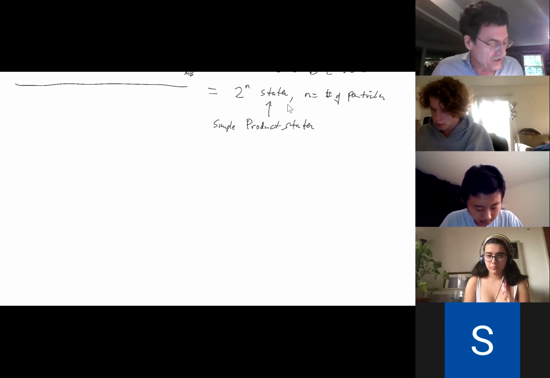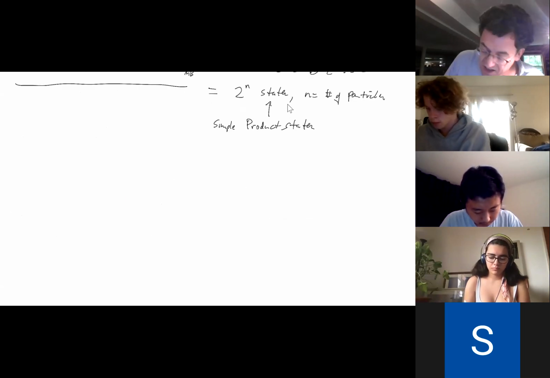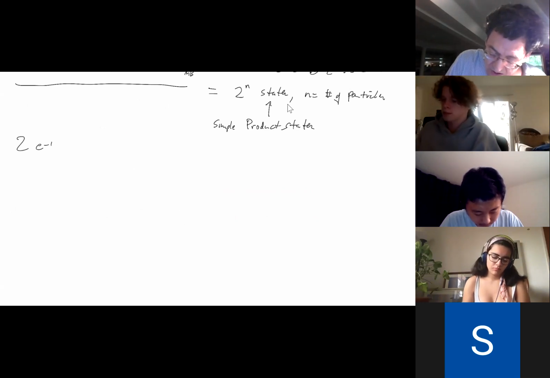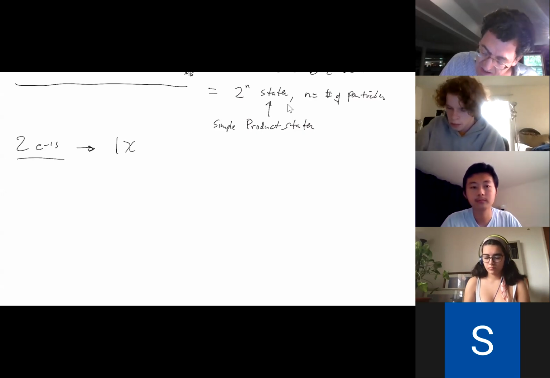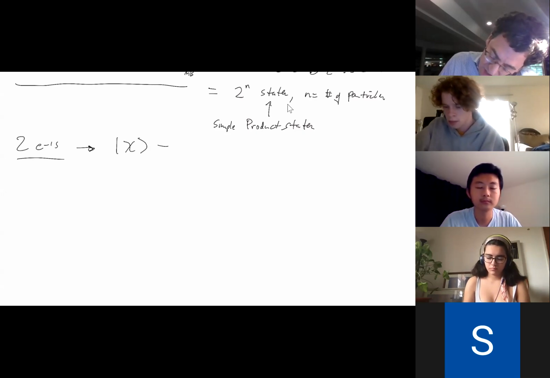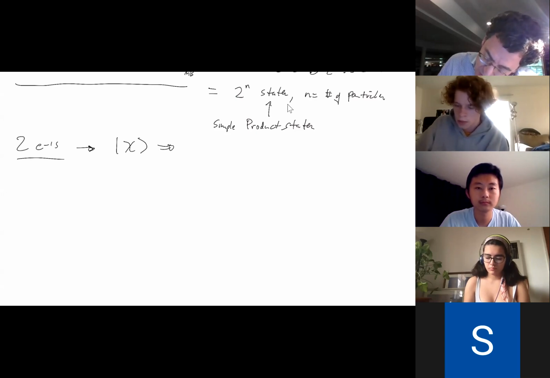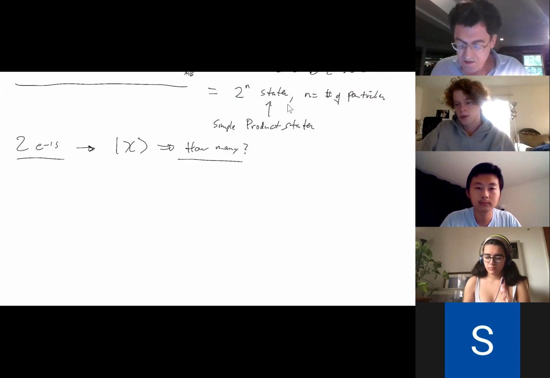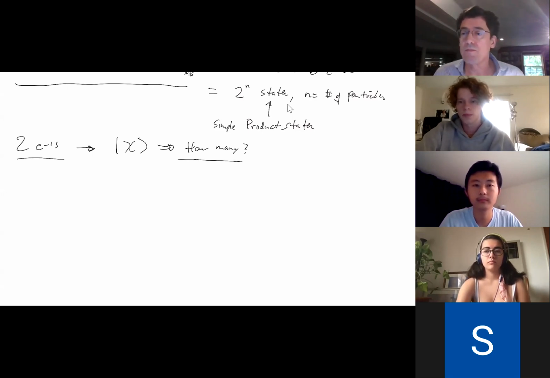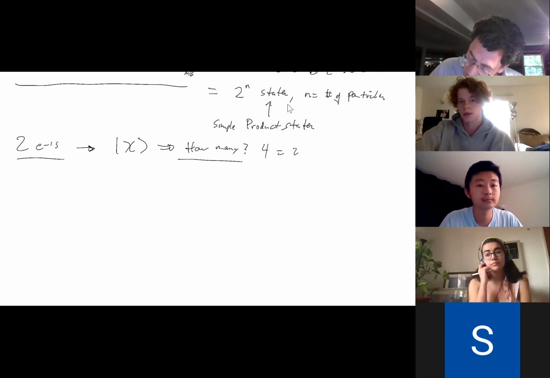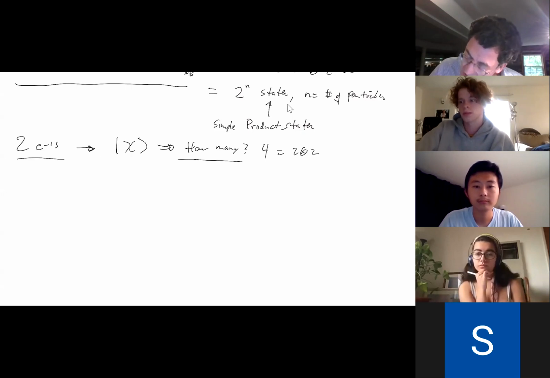And so if I go to the simplest example and I say that I have two electrons, and I say chi is the spin state, then how many possible spin states are there for 2 electrons? 4. Yeah, exactly, 4 is equal to 2 times 2. So this is the dimension of the Hilbert space.